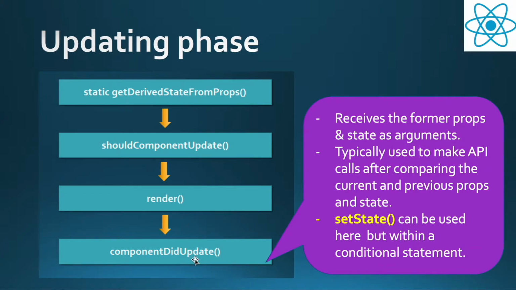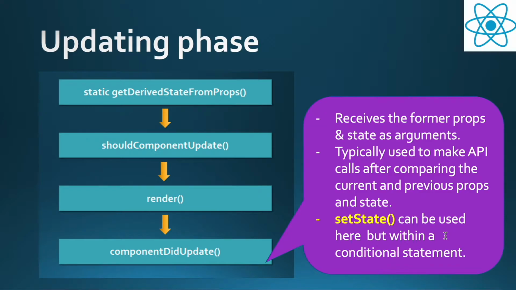The other is componentDidUpdate. This method receives the former props and state as arguments. As we mentioned earlier, why does componentDidUpdate get called? Because either it receives new props or the state has changed. It is typically used to make API calls after comparing the current and previous props and state. So we compare the previous props, the current props, and the states, and depending upon that, we will make some changes. Set state can be used here, but within a conditional statement.